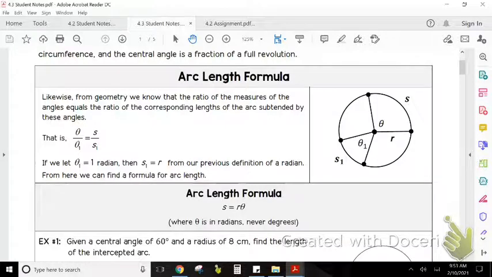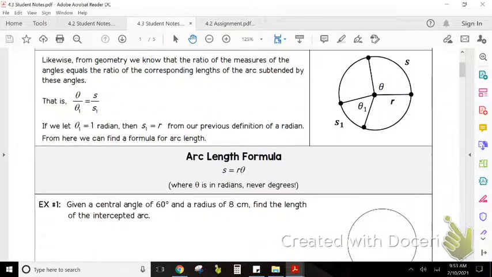We looked at this the other day in our notes. They gave it to us, but we didn't actually use it. So the arc length formula is that your arc length s is equal to your radius r times your theta, where theta has to be in radians. It's never in degrees.